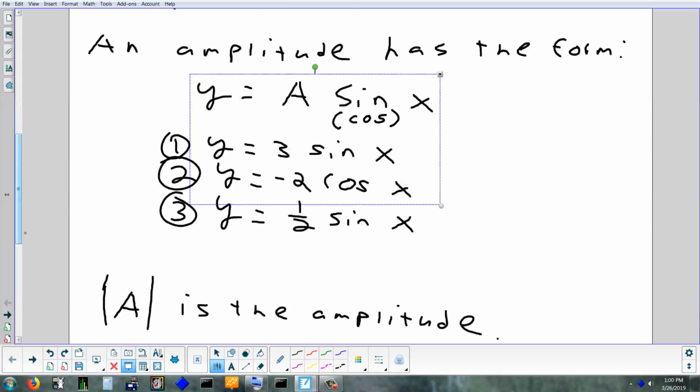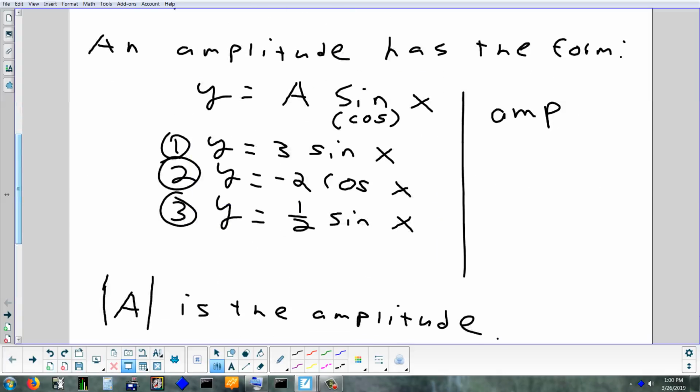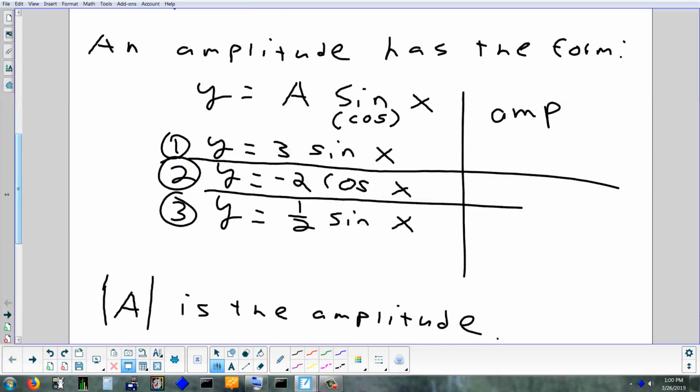So let's practice finding the amplitude of these. Based on the formula, it says take the absolute value of A. What's A? A is right there. It's the number in front. So what would be the amplitude of the first equation? 3.